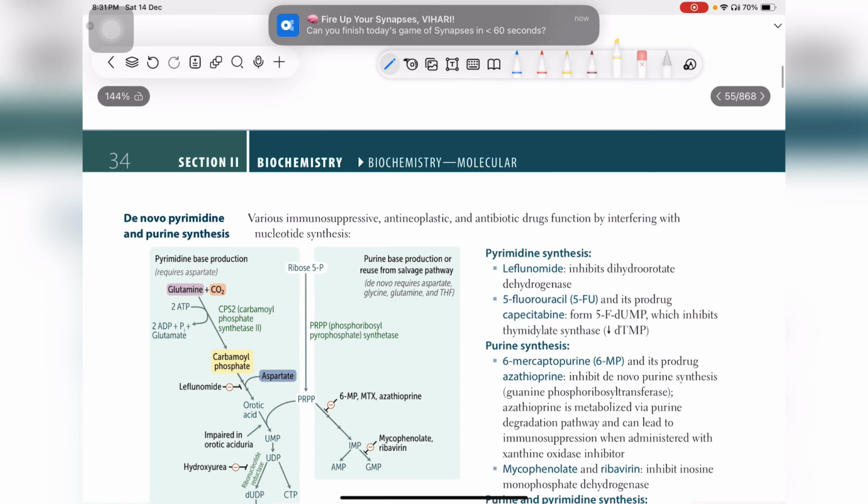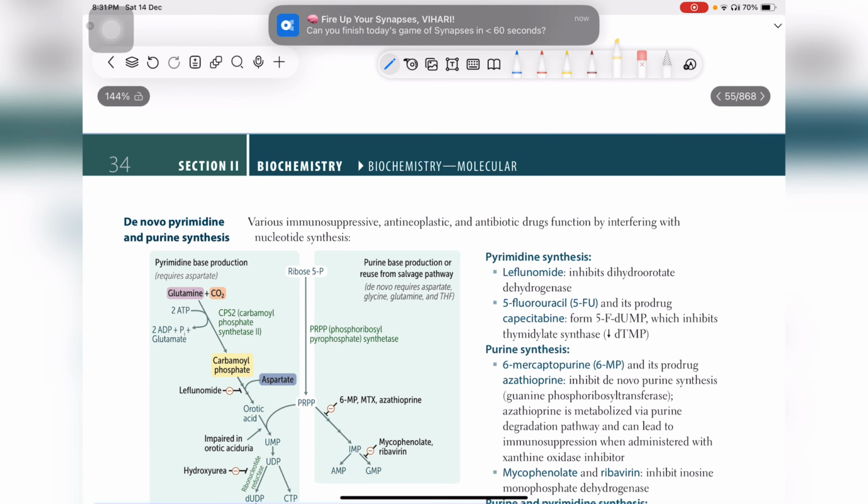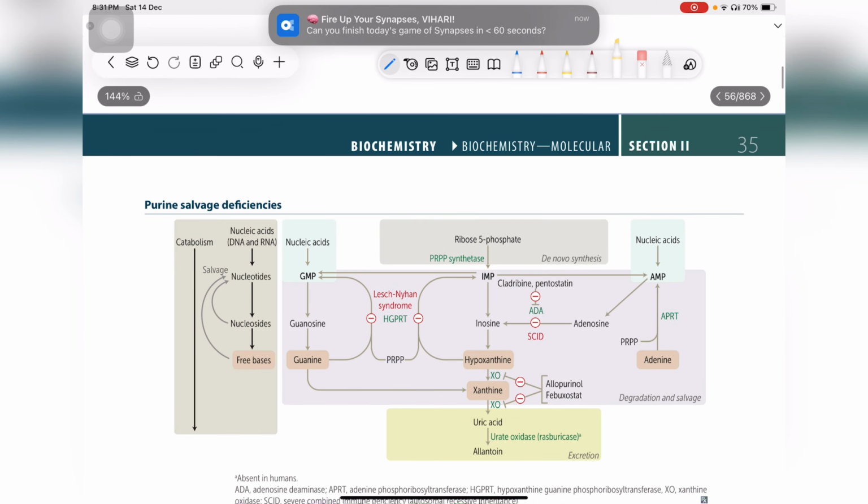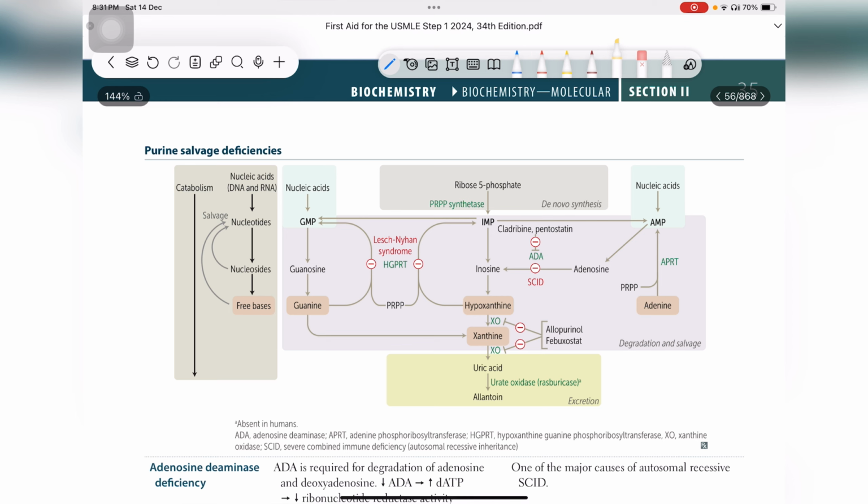Sorry. Before going to the de novo pyrimidine and purine synthesis, I would like to visit this purine salvage deficiency. Why? Because we have seen already, your free bases are forming nucleosides. If your nucleosides have phosphate, then it forms nucleotide. These nucleotides form nucleic acid. This is anabolism. In catabolism, your nucleic acids are converted into nucleotides and then nucleosides and then free bases.